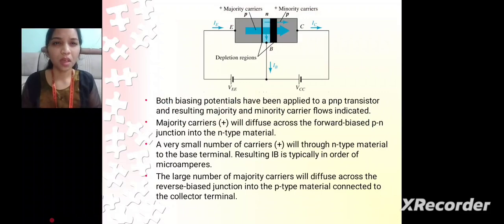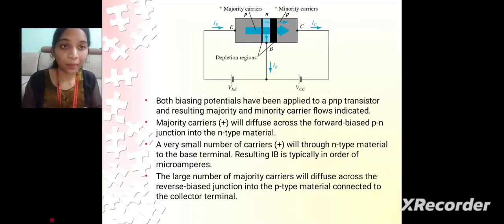Next, both biasing potentials have been applied to a PNP transistor, and the resulting majority and minority carrier flows are indicated. Majority carriers, the positive holes, will diffuse across the forward biased PN junction into the N-type material. A very small number of carriers will go through the N-type material to the base terminal. The resulting IB is typically on the order of microamperes.